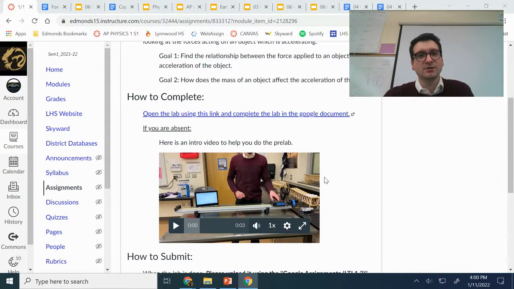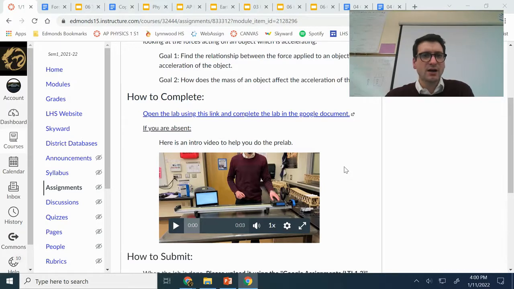The second goal, which is going to be addressed in part 2 of this lab, is how does the mass of an object affect the acceleration of the object? So we're going to be changing the mass of the cart and seeing how that affects the acceleration. Obviously, if you're not in class right now, you don't know what the fan cart is. So this video right down here, which is only 3 seconds long, is going to show you what the fan cart is. It's basically one of the motion carts that we have with a fan attached to the top of it.